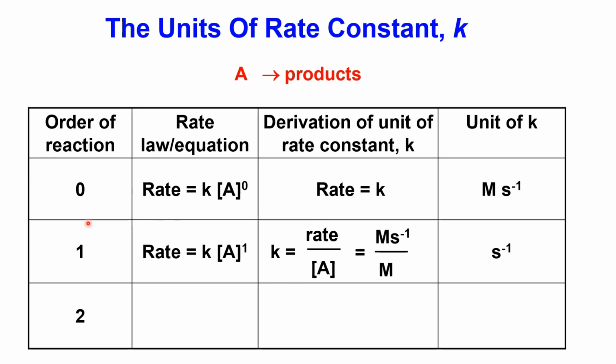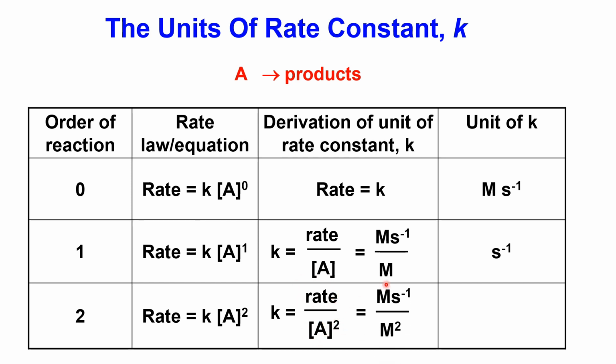If the order of reaction is 2, the rate law or the rate equation is rate equal to K times concentration of A power of 2. To derive the unit of rate constant, we must rearrange the rate law or the rate equation. So it will become K equal to rate over concentration of A power of 2. Unit of rate is molar per second. Unit for concentration of A power of 2 is molar power of 2. So we can cancel out molar and molar. So the unit of K is per molar per second.